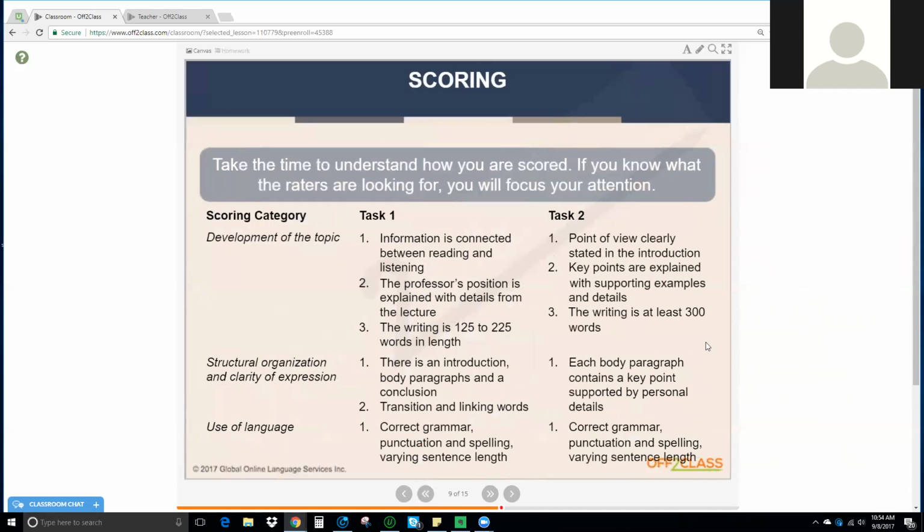Okay, welcome back. Hopefully you were able to assign a score you felt comfortable with. So now we're going to talk about how you would be scored, and what the scorers are looking for, and what will be the most important items for you to focus on. So the first scoring category is for developing the topic. Okay, how well are you able to expand on the topic and develop that topic?